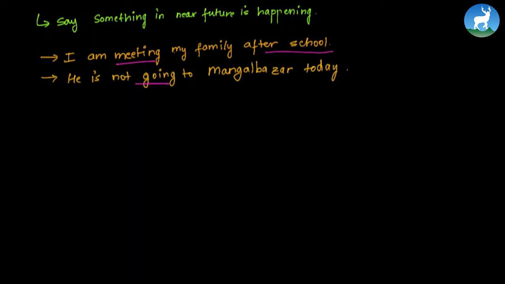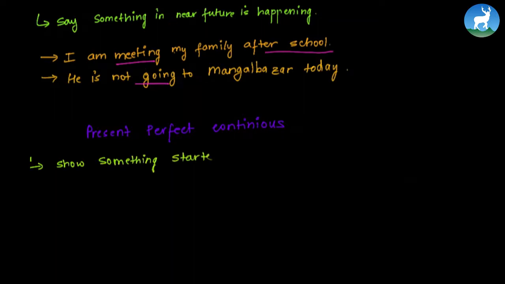Now we'll see the use of present perfect continuous tense. We're going to learn about present perfect continuous tense. We use present perfect continuous tense to show something started in the past and has continued till now. Something started in the past and is still continuing right now.